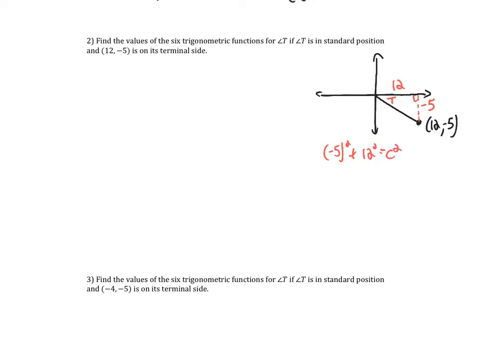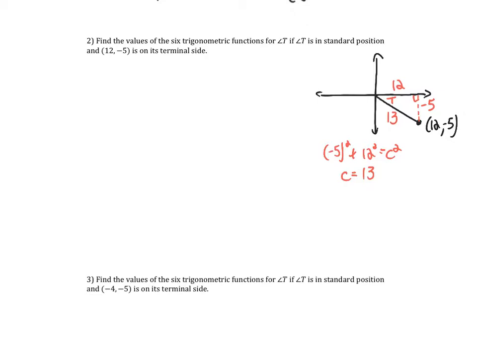If you know your Pythag triples, you'll know that c is equal to, if you want to pause the video and solve it out, you can. If you just want to watch me, that's fine too. C is 13, right? So there's our triangle. The triangle's in the fourth quadrant, and I have sides of 12, negative 5, and 13.